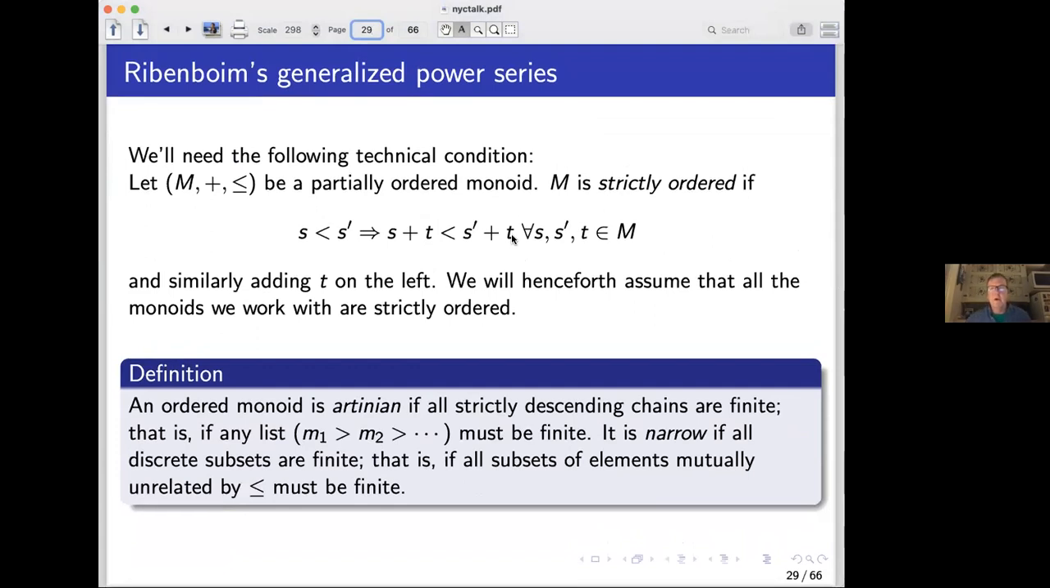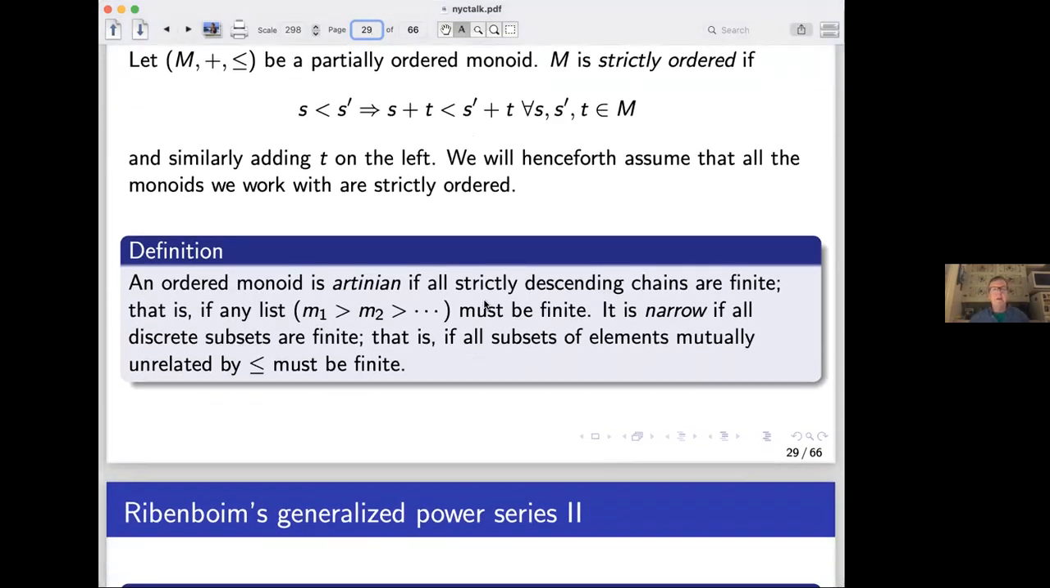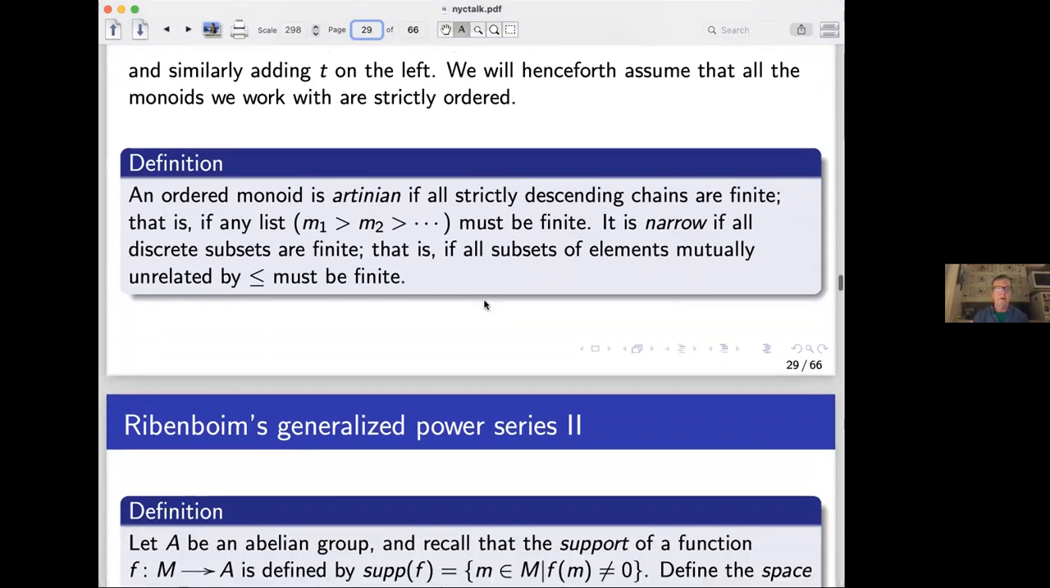So here's his approach. I have a partially ordered monoid, and I'm going to say that it's strictly ordered if the multiplication, or I guess in this case the addition, preserves strict inequalities. And then we'll say that an ordered monoid is Artinian if, in fact, this has nothing to do with the monoid structure, if all the strictly descending chains are finite. It's narrow if all the discrete subsets are finite, where a subset is discrete when its order is restricted to that subset. And it's Noetherian, I didn't put this on the slide for some reason, if every strictly ascending chain is finite.